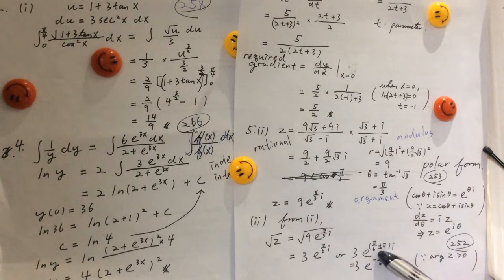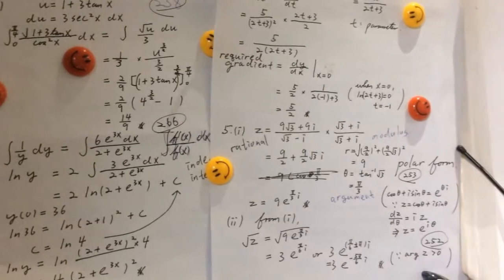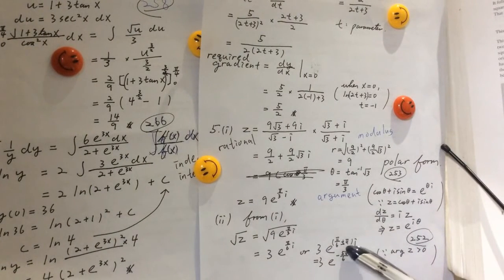The argument here is greater than 0. That's why we need to take the negative sign here for the second solution, according to the previous theorem. Pi divided by 6 minus pi becomes negative 5 pi by 6 i, which gives you the second solution for the square root. That is part 2 for question 5.